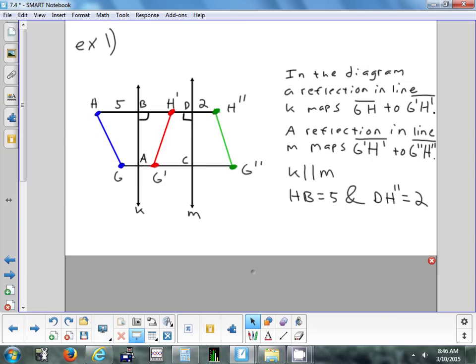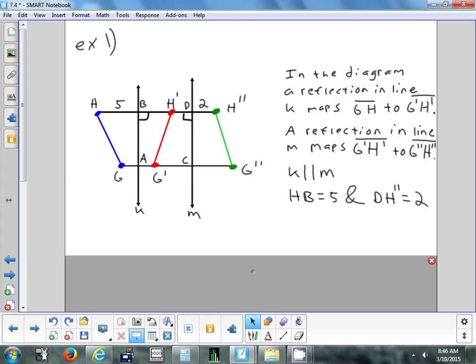All right, so I want you to look at that diagram. In that diagram, we've got two lines we're reflecting over, line K and line M. K and M are parallel. They don't cross. So when you take GH, that's in blue, that's the original, and reflect it over line K, you get the one in red, G prime, H prime. And then when you reflect the one in red over line M, you get the one in green, G double prime, H double prime.